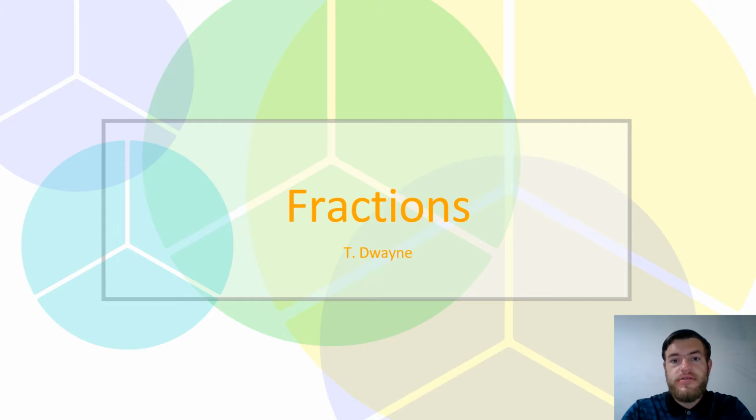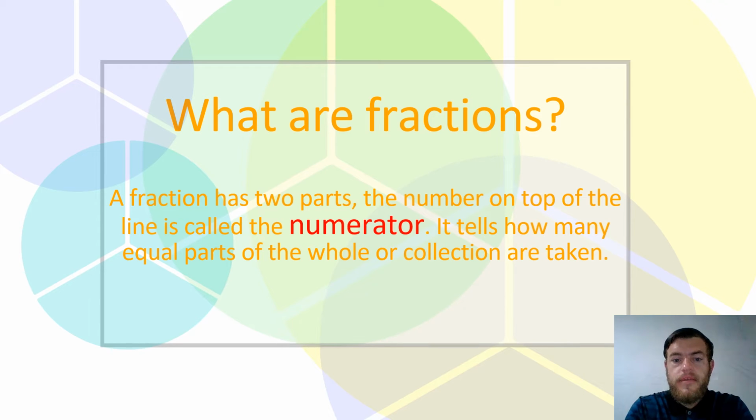What are fractions? How do we work with fractions? And how can we identify fractions? So the big question is, what are fractions? A fraction has two parts. The number on the top of the line is called a numerator. It tells us how many equal parts of the whole or collection there are.